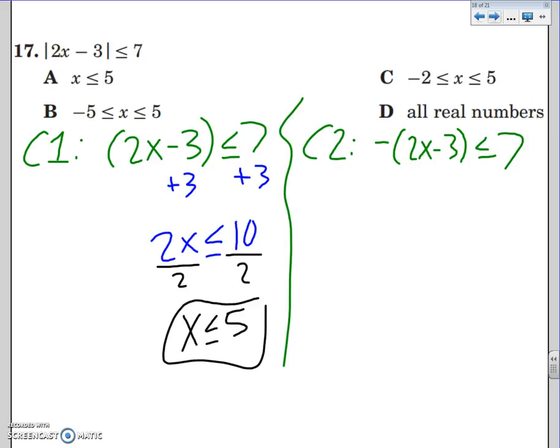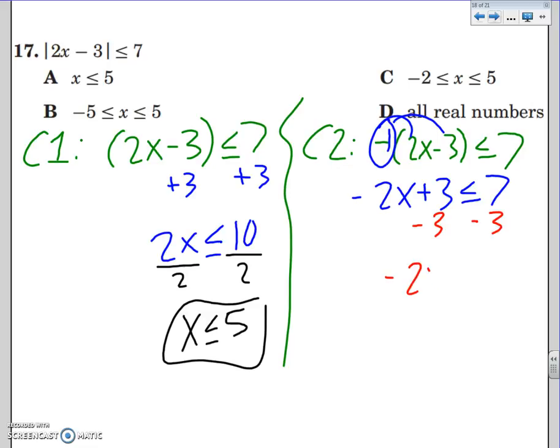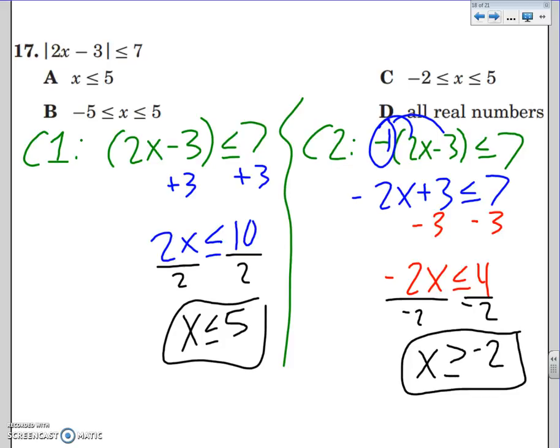First answer. Second one, I need to distribute this. I am dividing by a negative number, so I need to flip my sign. Alright, I have x is smaller than or equal to 5. Also, x is bigger than or equal to negative 2.